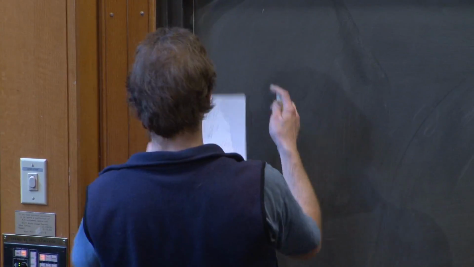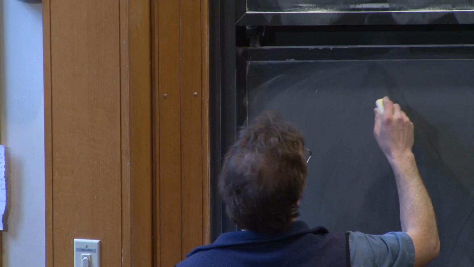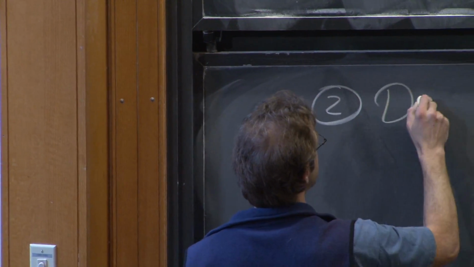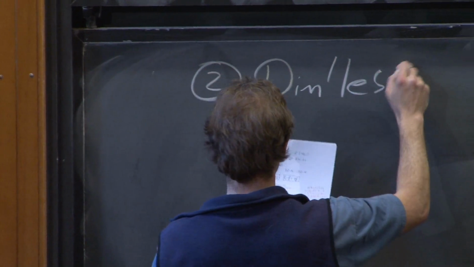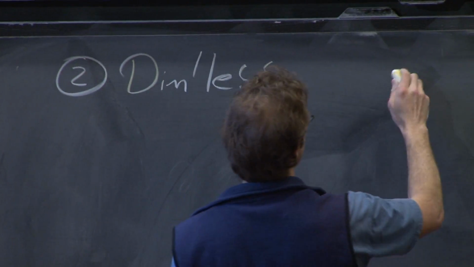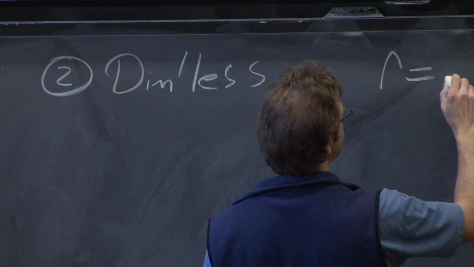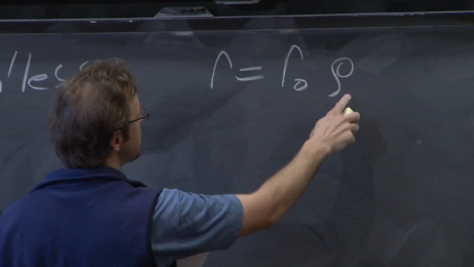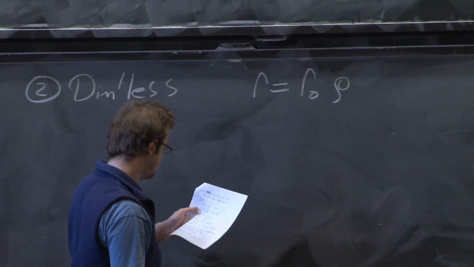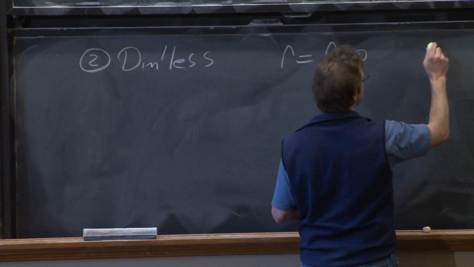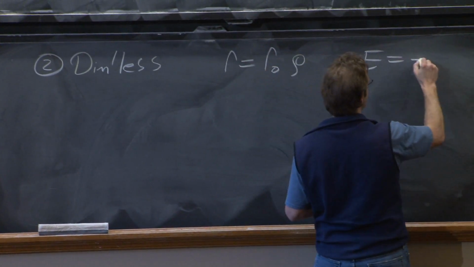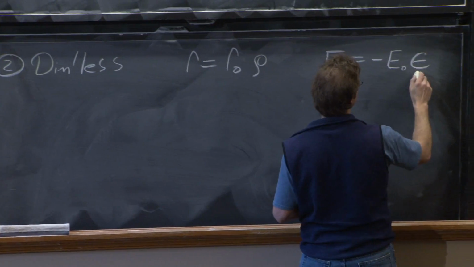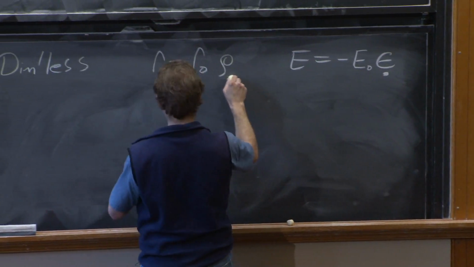So the first thing, with doing dimensional analysis too, let's make everything dimensionless. And it's easy to see what the right thing to do is. Take R and make it dimensionless by pulling out a factor of R naught. So our new variable is going to be called rho. This is dimensionless. And the second thing is I want to take the energy and write it as minus E naught times some dimensionless energy epsilon. So these are my dimensionless variables.